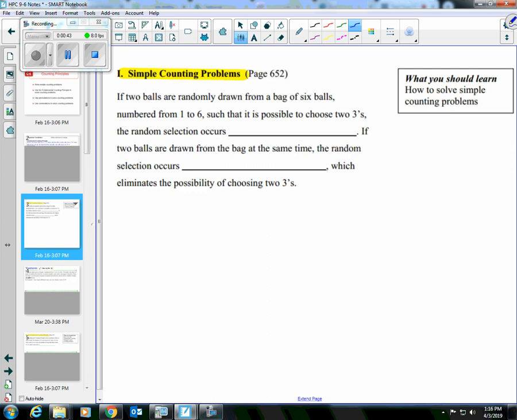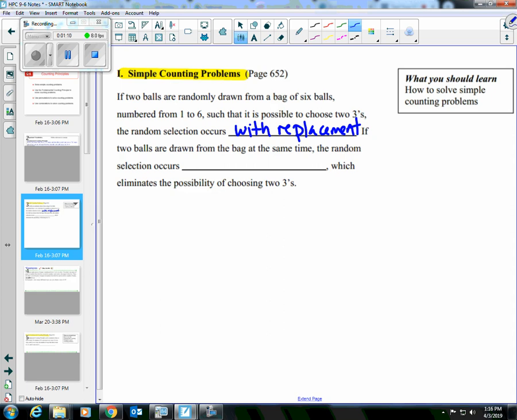If two balls are randomly drawn from a bag, because again, everybody's walking around with just bags of stuff, right, to pull things out. So say there's 6 balls and they're numbered 1 through 6. If it's possible to choose 2 threes, that means there must have been a replacement. We must have put the ball back. So we have this idea of we can take something out and we can put it back into the mix. So the only way we'd be able to draw 2 threes is if we draw the 3 out and then we put it back in so we can draw it again.